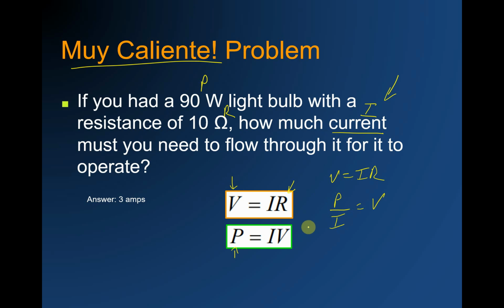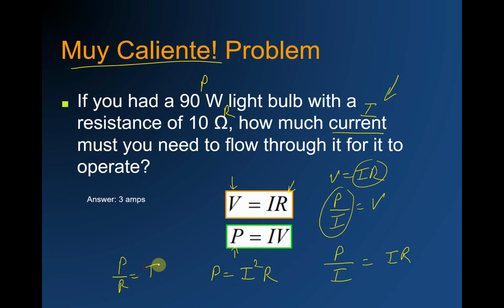And now V equals these two things, so that must be equal to that. So I can do P divided by I equals I times R. I'm solving for I, so I can't have them in two different places. So I'm going to multiply both sides by I. So then I'll have P equals I squared R. Now, since I'm solving for I, I've got to divide by R. So I'm going to get P divided by R equals I squared. And then, of course, since I'm solving for I, I've got to square root both sides. So I get the square root of P over R equals I.